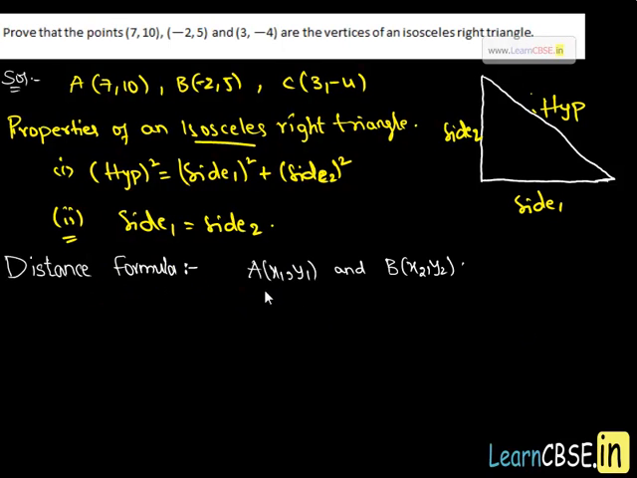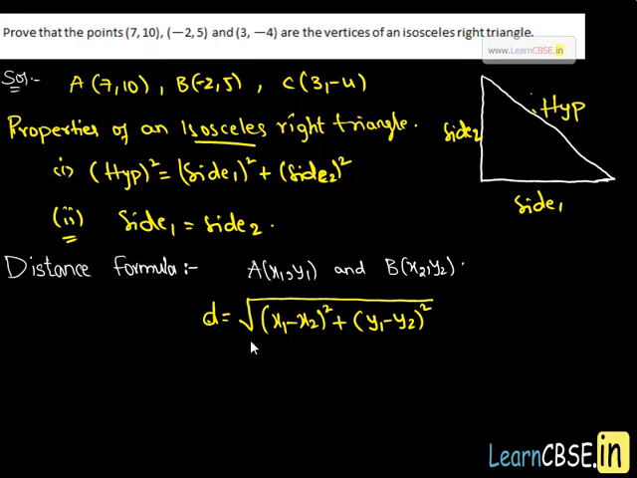If A (x1, y1) and B (x2, y2) are 2 points in a plane, then the distance between AB is small d, which is equal to the square root of the sum of the squares of the difference between x coordinates and the difference between y coordinates. By using this formula, we can find out the distance between any 2 points. Let us take points A and B and find out the distance between AB, that is the side of triangle ABC. Let's apply the distance formula.